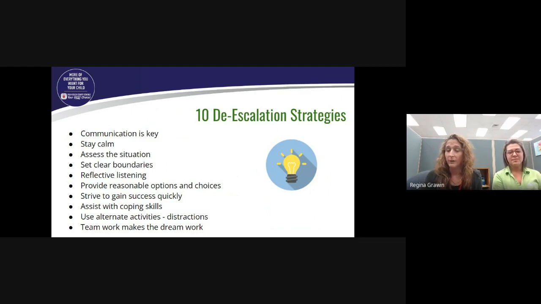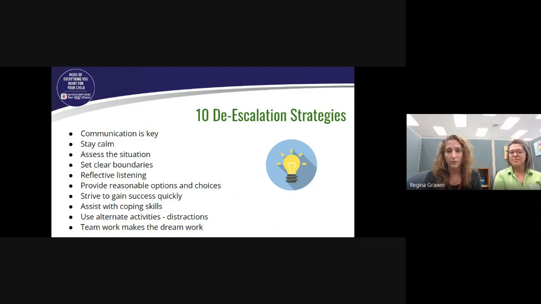Assessing the situation. Again, this goes back to knowing the student. What do we know works for the student? Is this a student I need to give space to? Maybe this is a student I need to slowly get closer to. Is this a student I can make eye contact with? Or should I avoid eye contact because that makes them escalate more? Is it a situation where I might need to call for help?